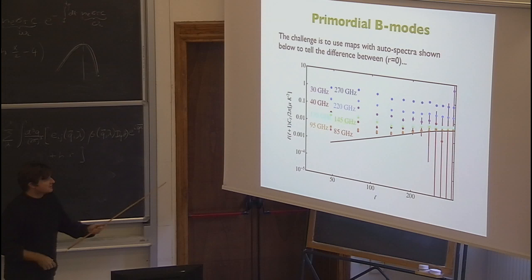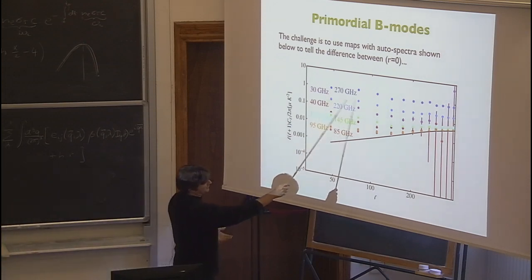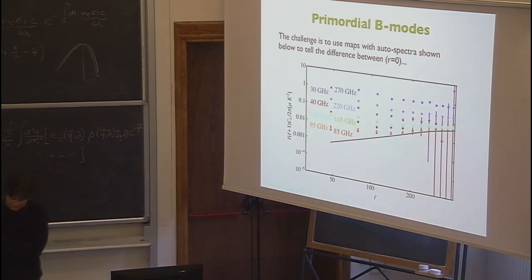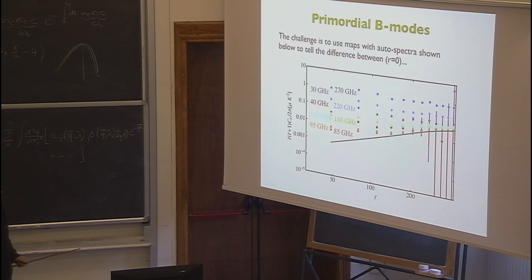The challenge is that you're trying to use, so this is not actual data, but the simulation, what the simulation looks like for CMB stage 4. And then what you're trying to do is distinguish this from this at 5 sigma. Okay, so that's the challenge.